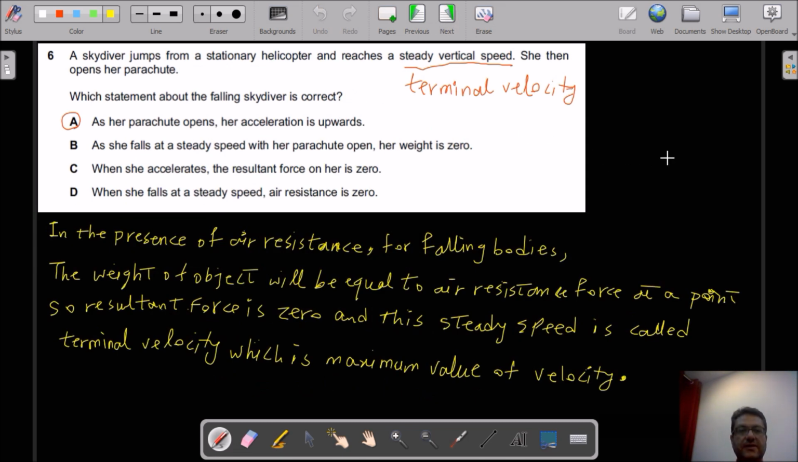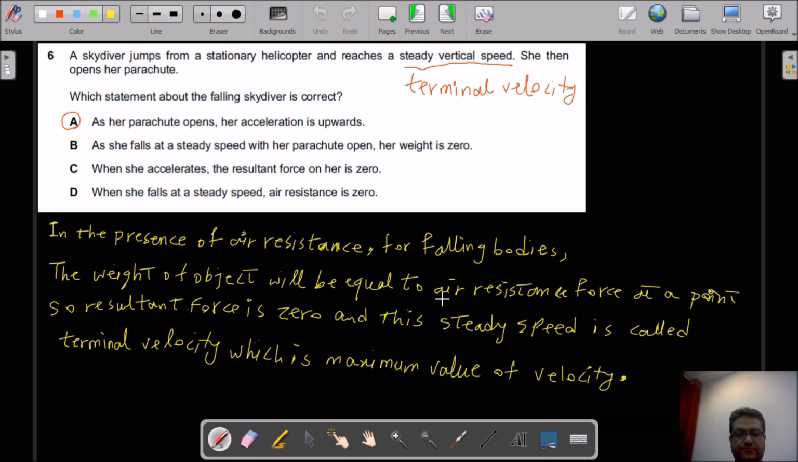Question number 6. A skydiver jumps from a stationary helicopter and reaches a steady vertical speed. She then opens her parachute. Which statement about the following skydiver is correct? Okay.